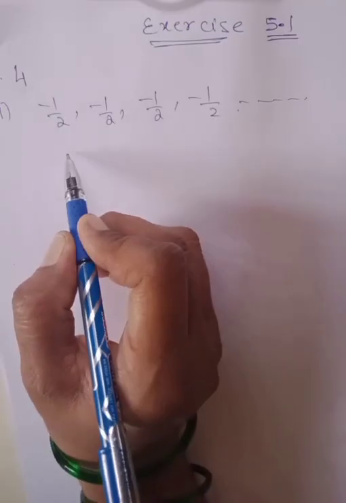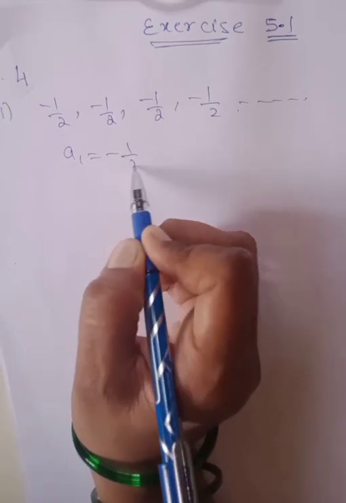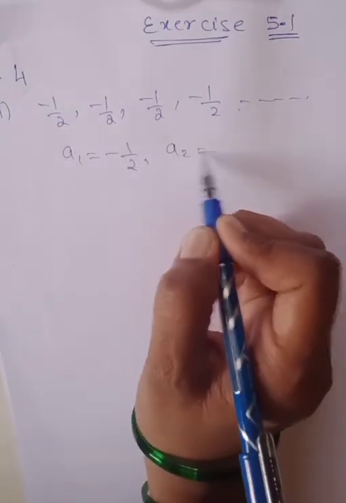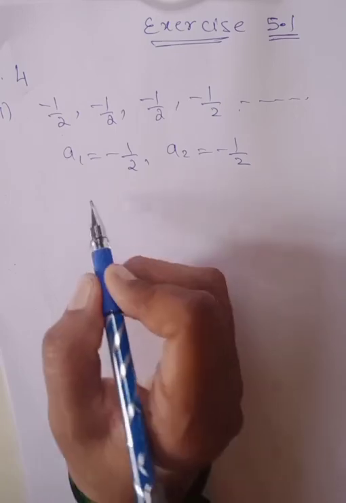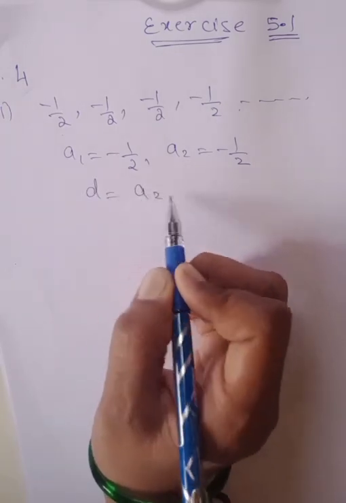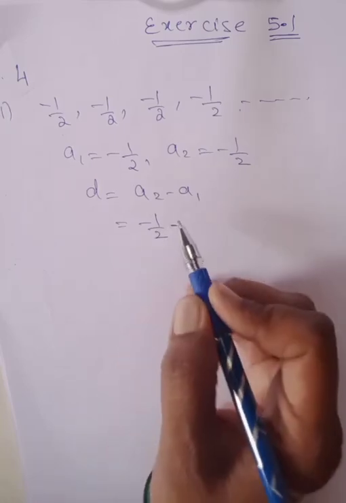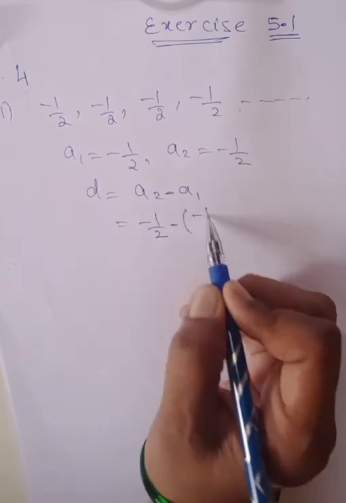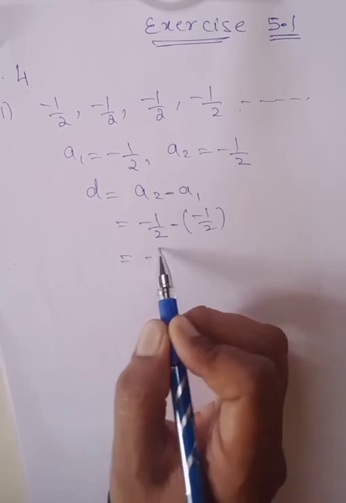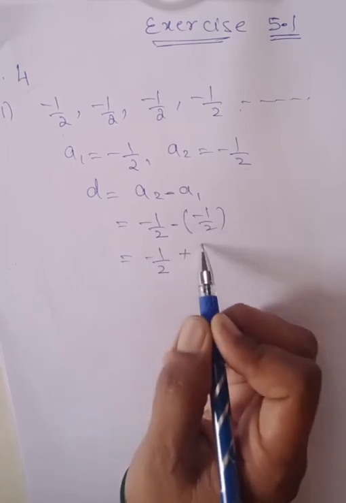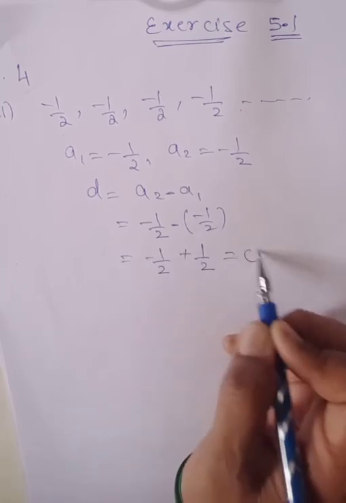Okay. Now look at this one. The first term is given by, what is that? Minus 1 by 2, and the second term is also minus 1 by 2. As you know, the difference is between A2 minus A1. Yes. So what we have, A2 as minus 1 by 2 minus of this one, and what is A1? It is also minus 1 by 2, which is equal to minus 1 by 2. Minus minus becomes plus 1 by 2, which is equal to 0.